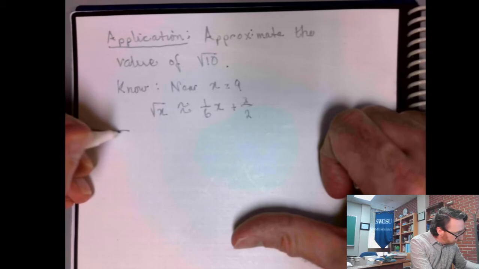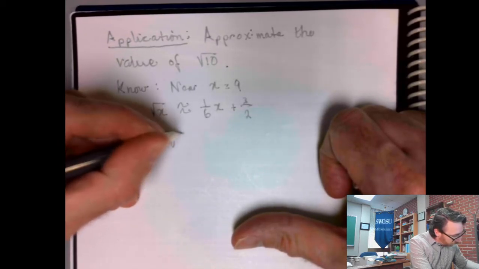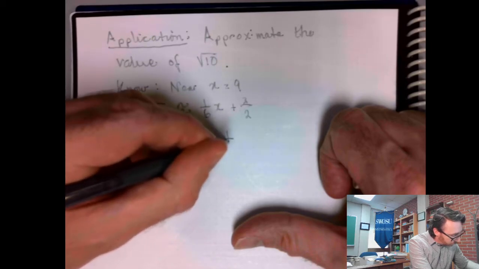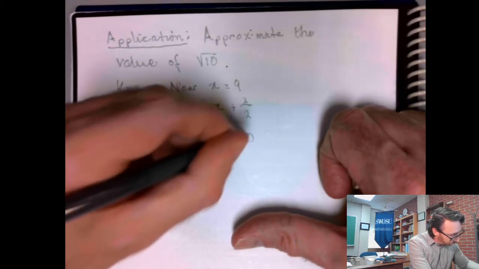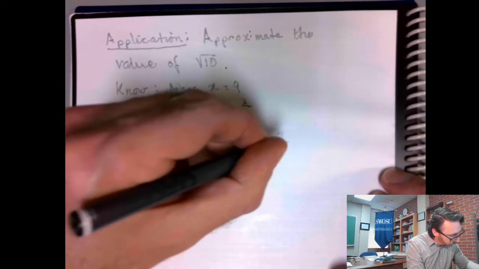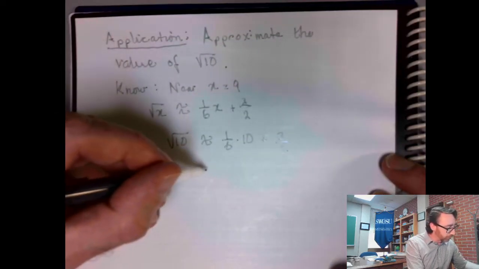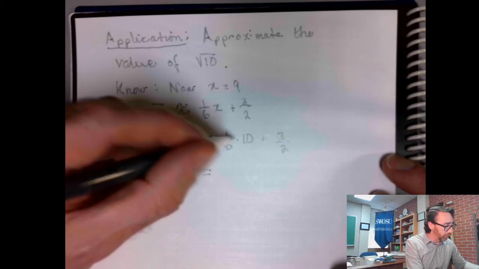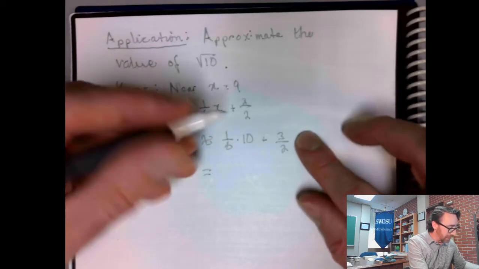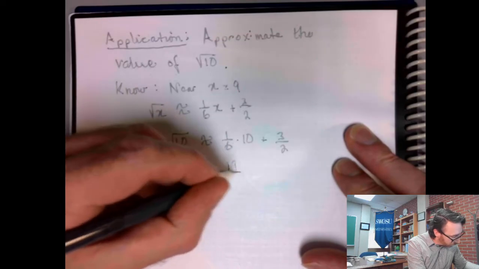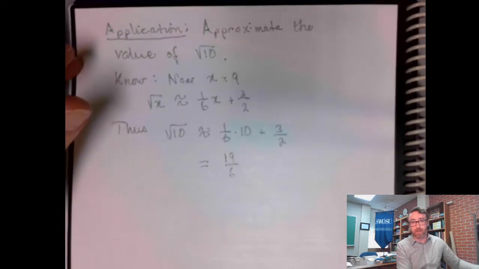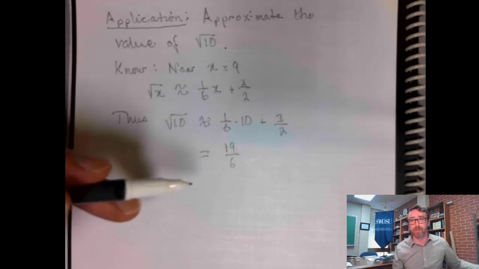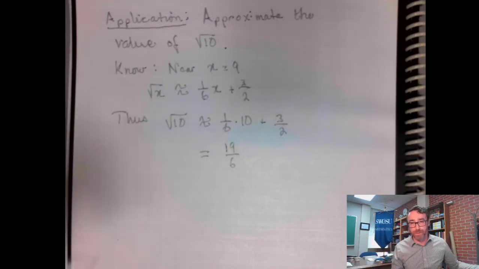So square root 10 is approximately equal to 1/6 times 10 plus 3 over 2. And we can do the arithmetic here. This is 10/6, this is 9/6, so it is approximately equal to 19 over 6. So what we're saying here is radical 10 is approximately equal to 19 over 6.